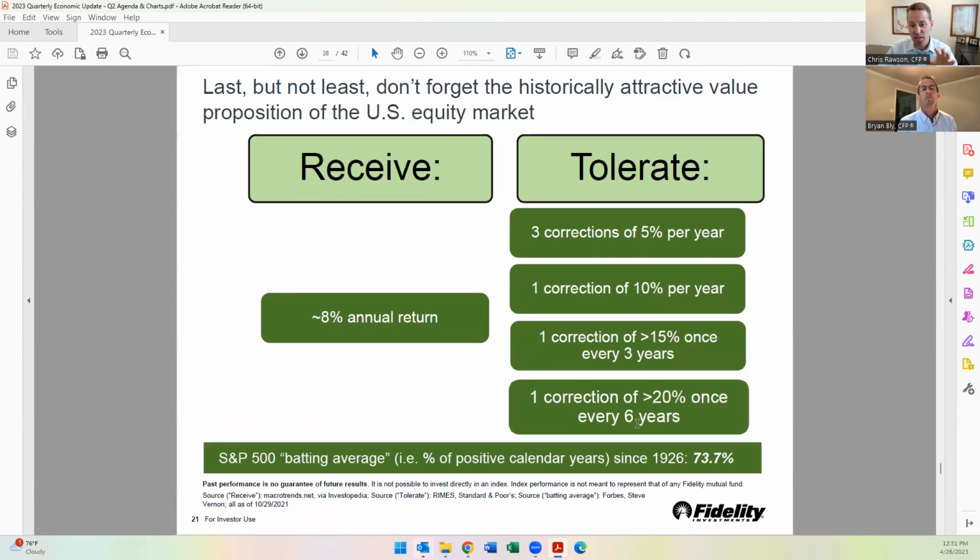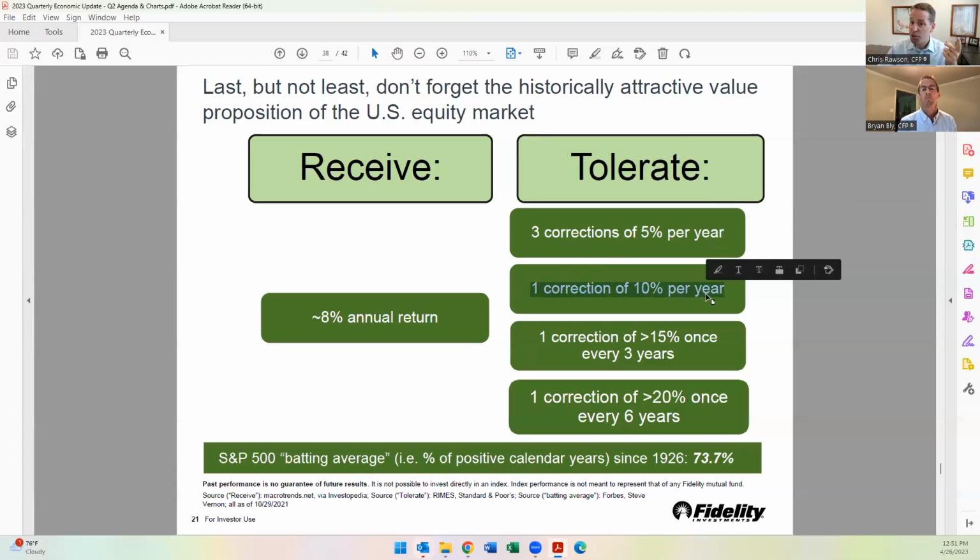Having said that, this is a very good chart from Fidelity, which I really like. On average, long-term, we see about an average 8% return. Some years better, some years worse. But what are we going to have to put up with to deal with that? Typically 3 corrections per year of 5% or more. What this translates to is your phone going buzz, buzz, buzz. I'm trying to preempt the feeling of that stress.